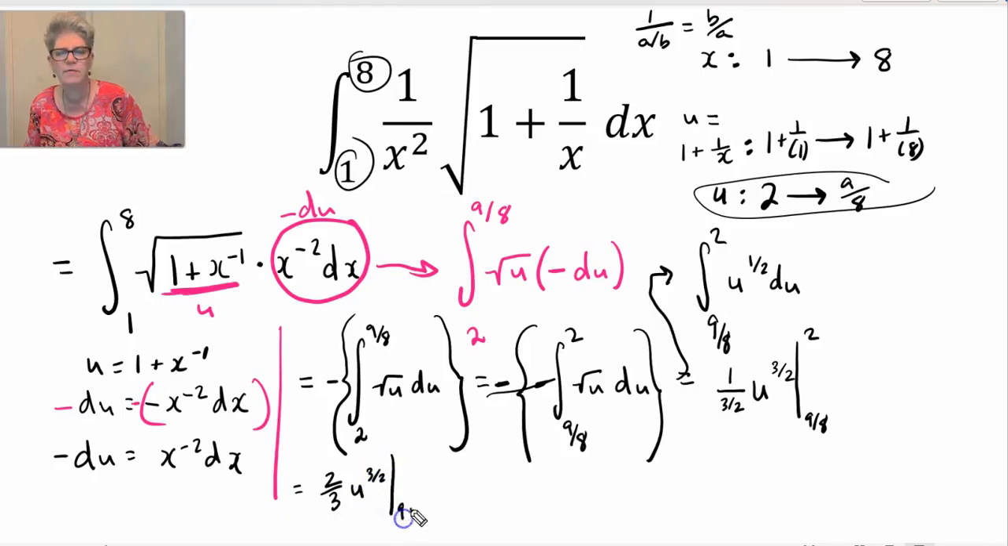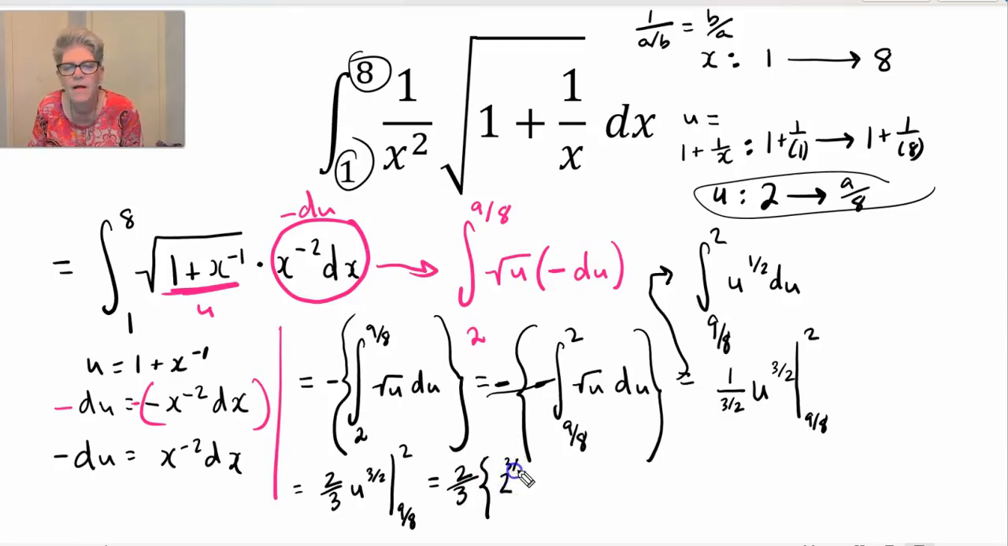And that's going to be evaluated from 9/8 up to 2. So I'm going to have 2/3, and then I'm going to have 2 to the 3/2 minus 9/8 to the 3/2. Okay, now that's an exact answer, but still, probably want to use radical symbols.